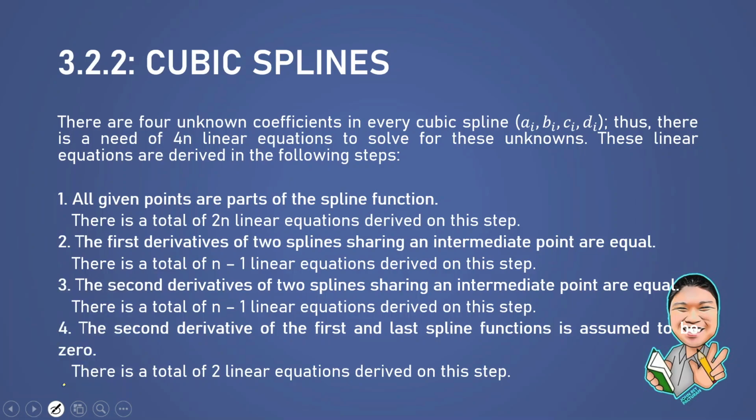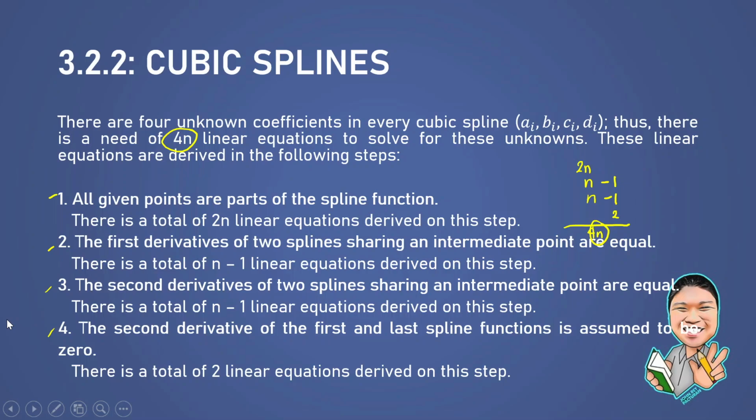So, i-check nga natin, no? Sa unang step, magkakaroon ng 2n. Sa second step, that is n minus 1. Sa third step, that is n minus 1. And sa last step is 2. So, therefore, negative 1 minus 1 plus 2 is 0. 2n plus 2n is 4n. So, tama naman, ang madederive natin ay 4n linear equations. I-explain natin isa-isa itong apat na steps kapag i-discuss na natin yung example provided para dito.